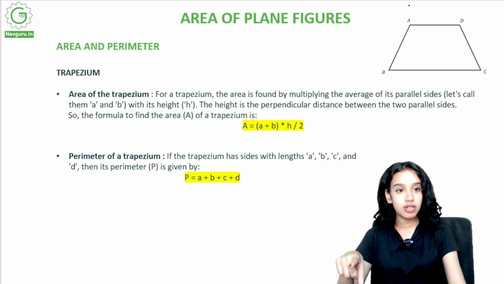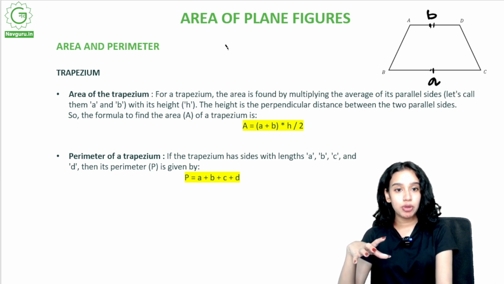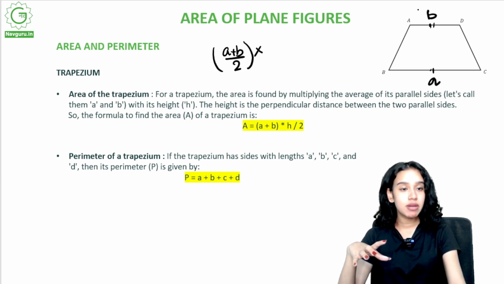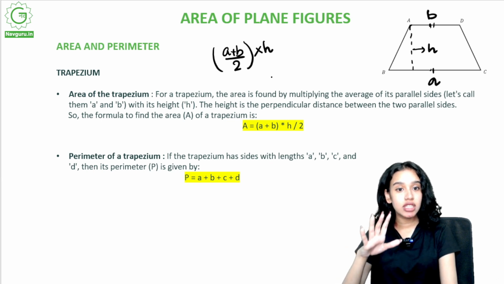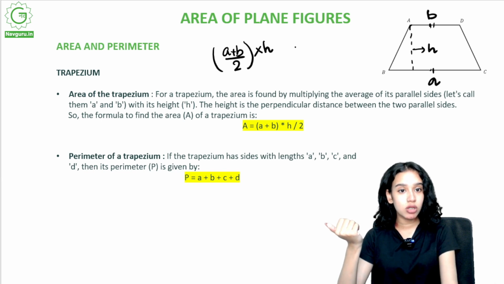So, the formula of area of a trapezium. Now, let's say these two are the parallel sides, right? Let's say this is of the length A and this is of the length B, right? Now, what is the average of these two sides? That would be A plus B by 2, right? This multiplied by the height. This is the height of the trapezium, right? So, this is the equation for area of a trapezium. We could also write it as A plus B into height by 2.